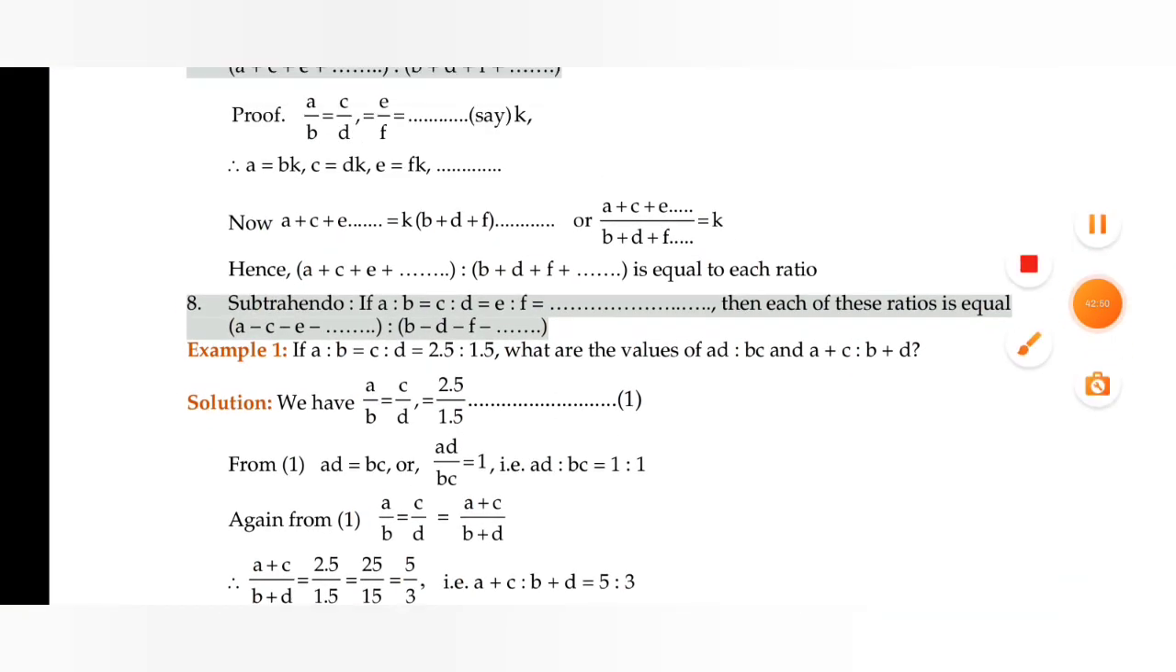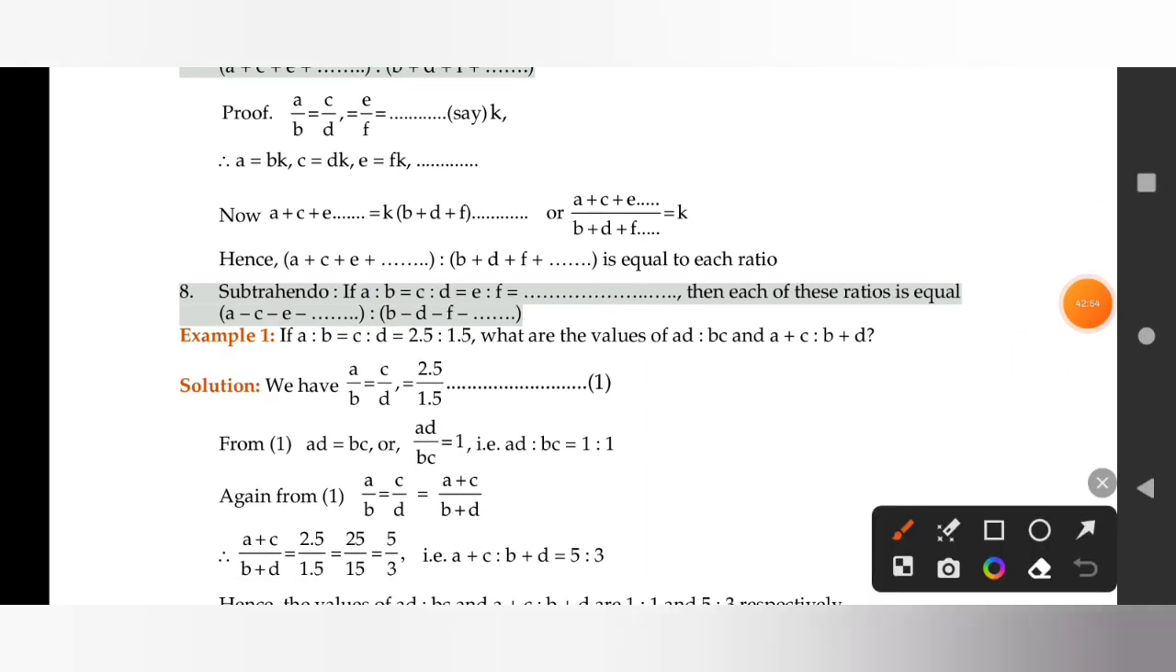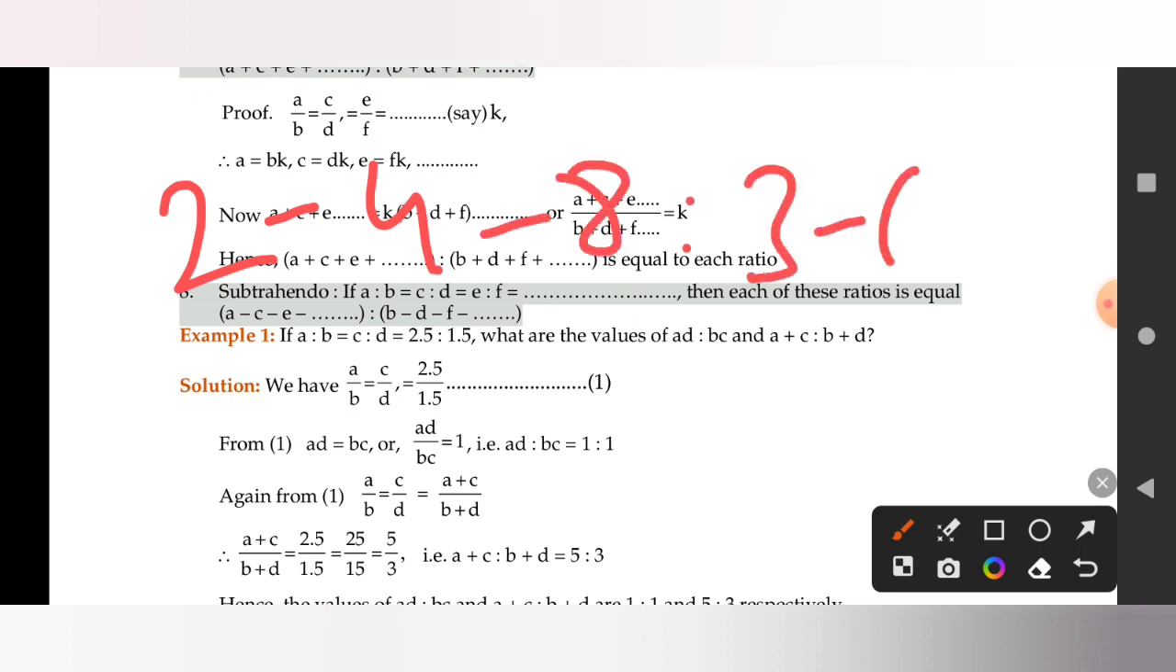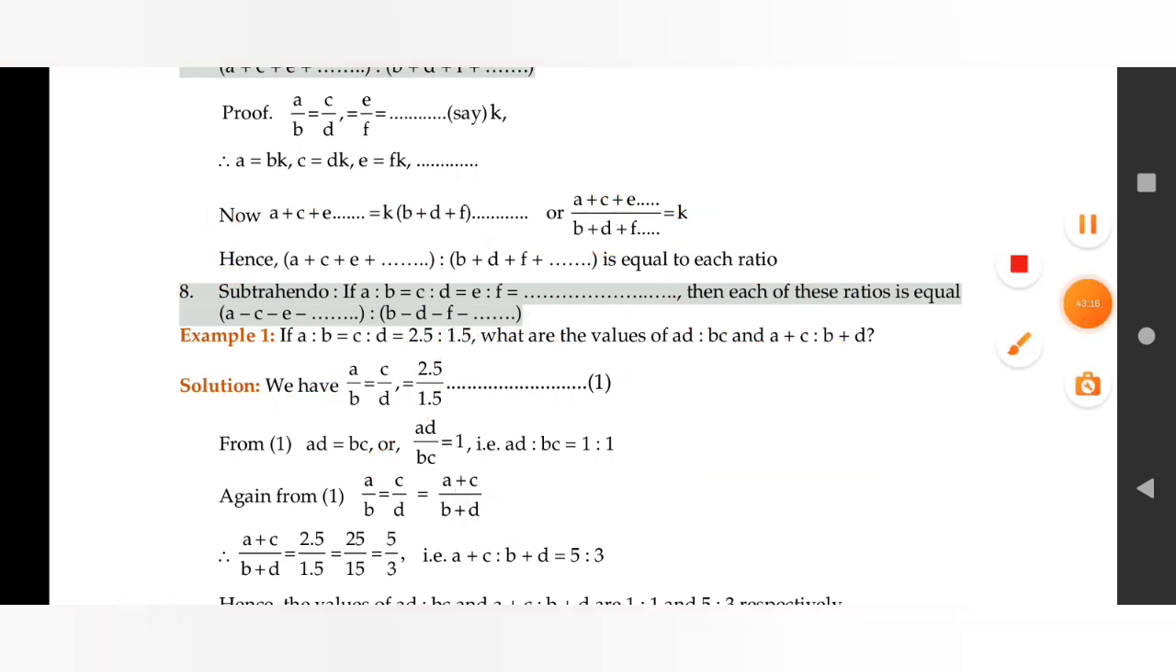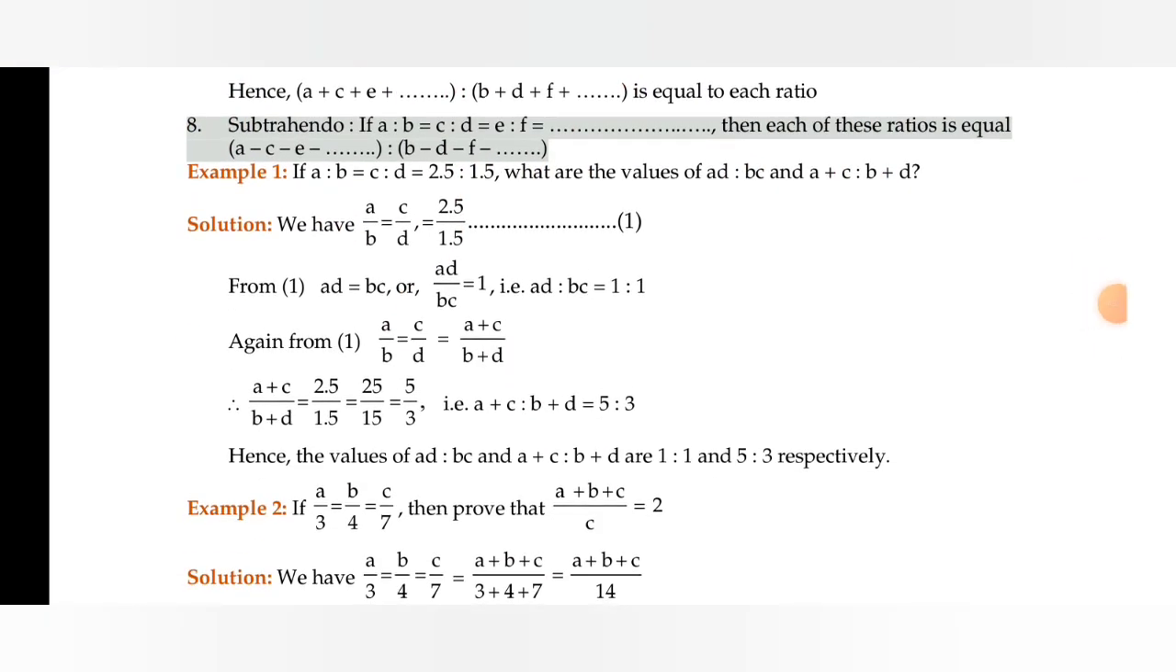Similarly, subtrahendo. Example: 2 minus 4 minus 8 is to 3 minus 6 minus 12. So minus 10 is to minus 15. So it is 2 is to 3, the original ratio. I hope you understood this. If you have any doubts, please let me know in the comment section. I will cover that in more detail in the revision video.